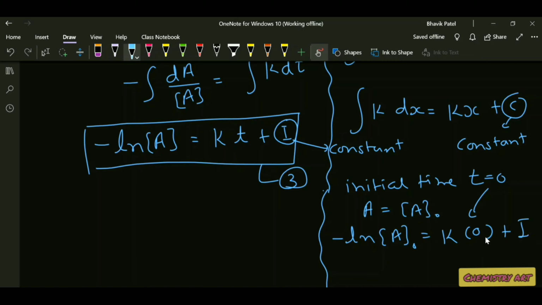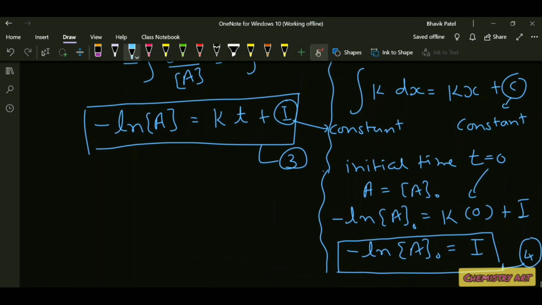So K into 0, nothing is there. 0 will be there. So minus ln A naught is equals to I. Now we are having the value of this I. Let me write the equation number 4. This is the equation number 4, for example.